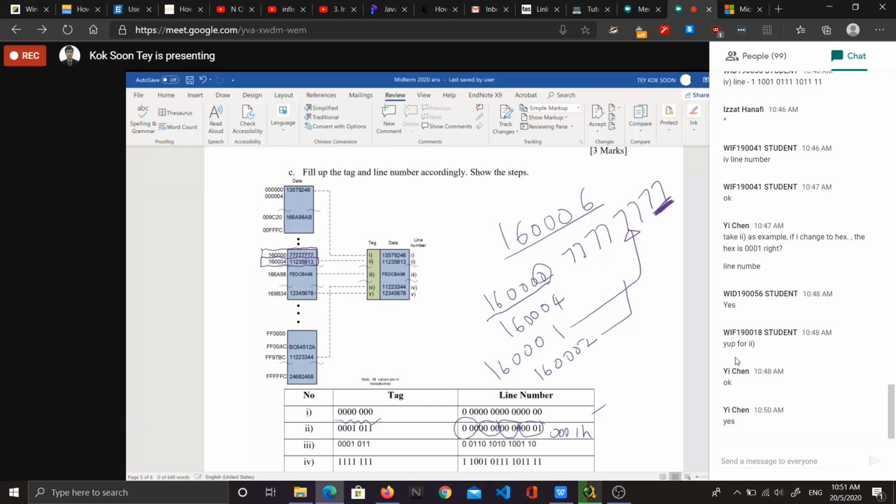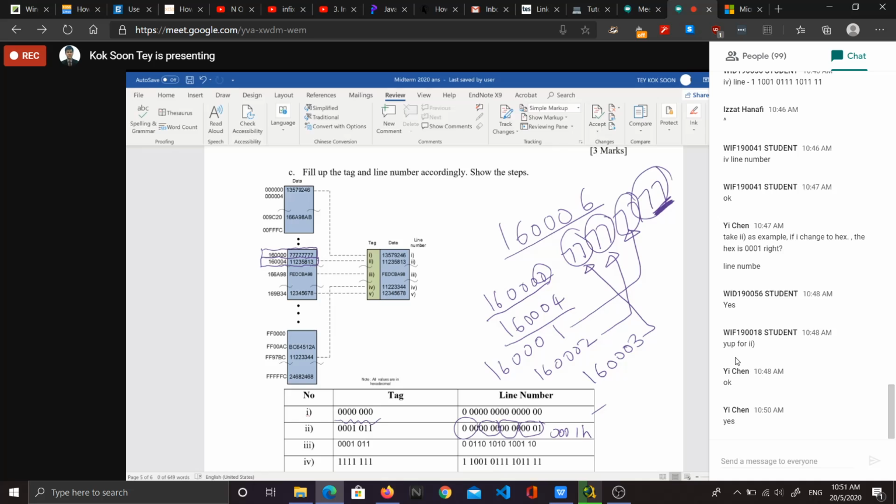Then one value, 16003, is this value, right? Then 16004 is the next one. So from here we can also know one address memory location consists of 1 byte of data, right? This is 1 byte of data.